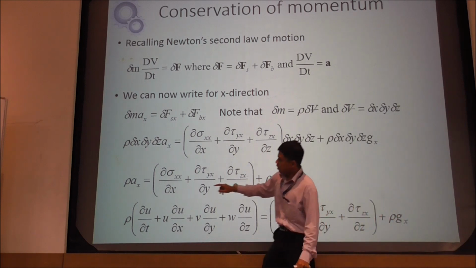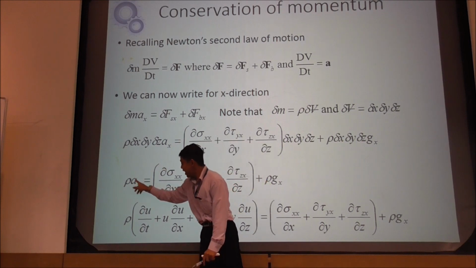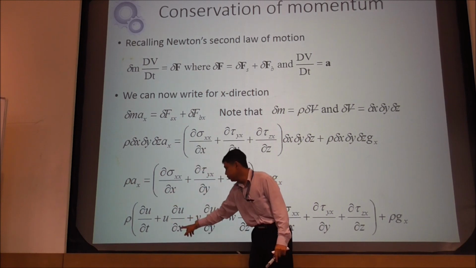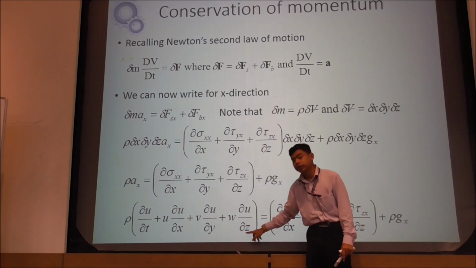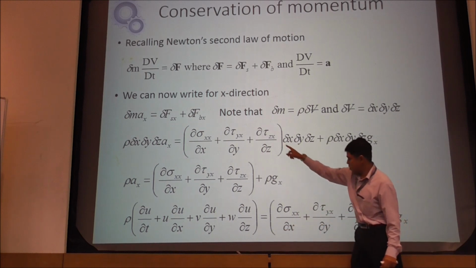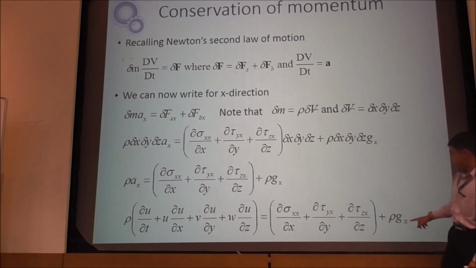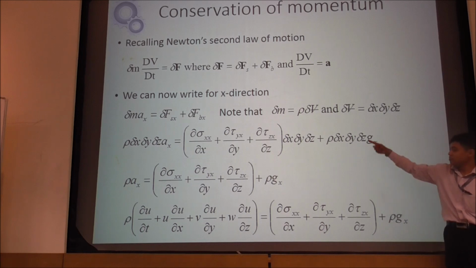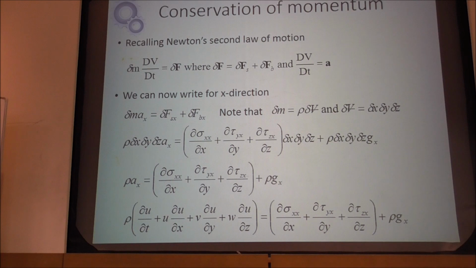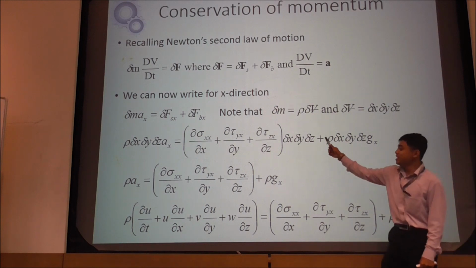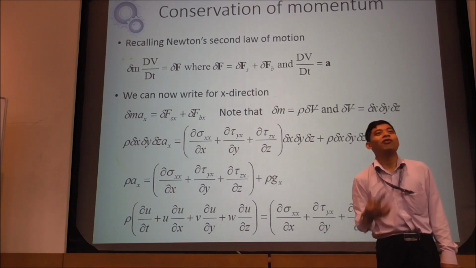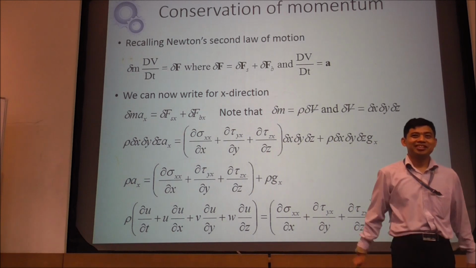Okay, so rho ax, if you want to expand it, you know ax is equal to du/dt plus u du/dx plus v du/dy plus w du/dz. And this one becomes this, and this one comes to there. What is missing from here to there? You can see. What is missing from here to there? The thing that disappeared is dx, dy, dz. What's that? Volume. Very good. I think I can teach you faster.